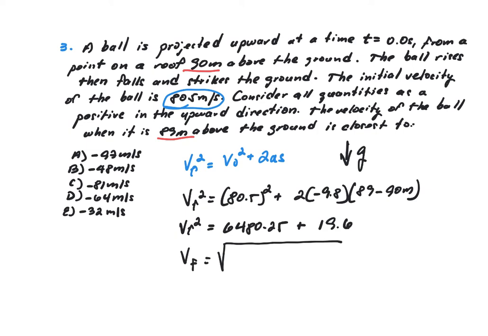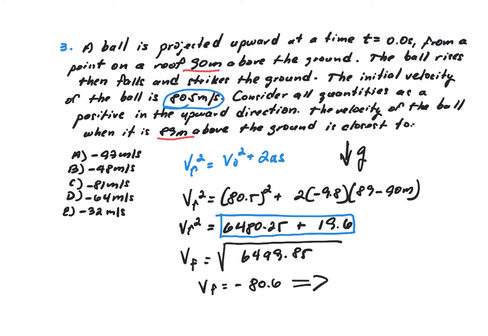So when you add these two, you get 6499.85. And when you take the square root of that value, you get negative 80.6. Or since we don't have 80.6, you could round it to negative 81 meters per second. So that is our answer to the question, which corresponds to letter C.